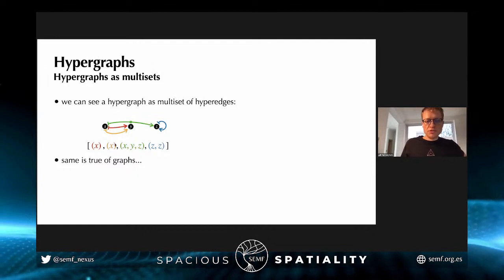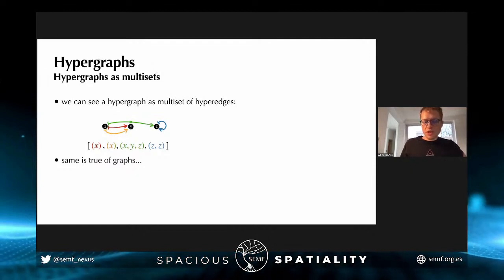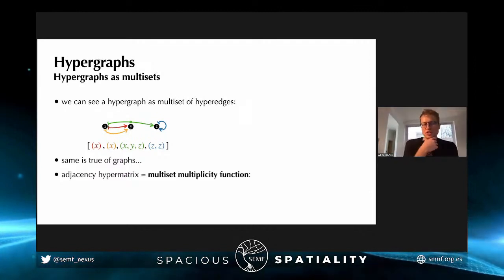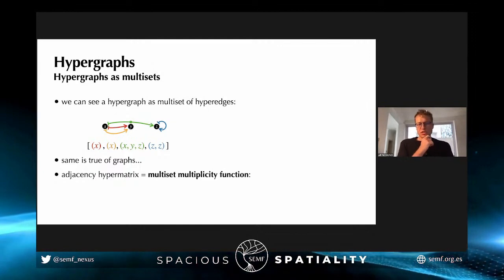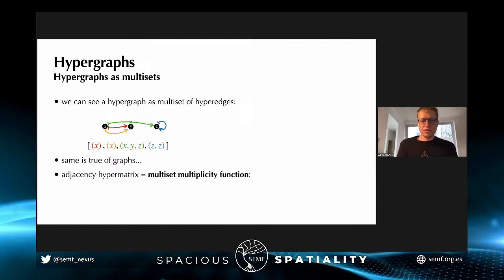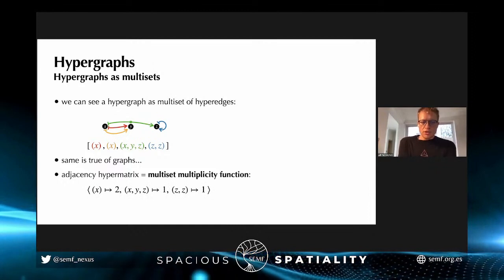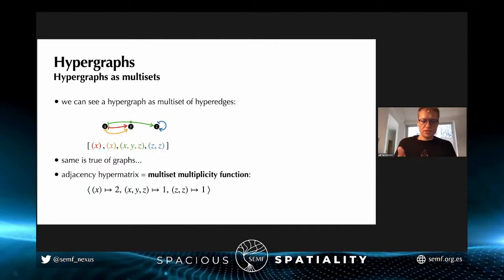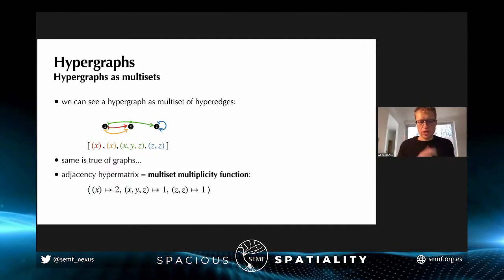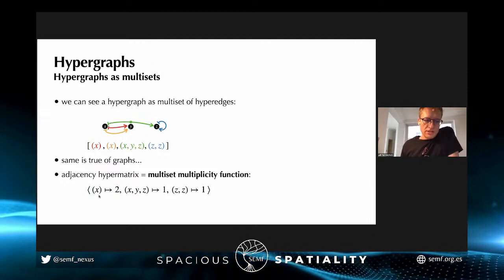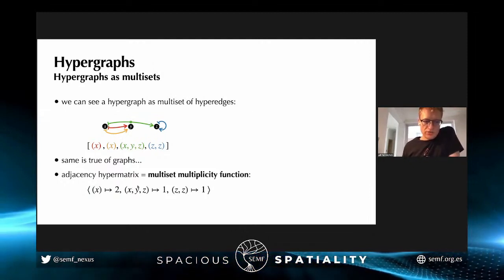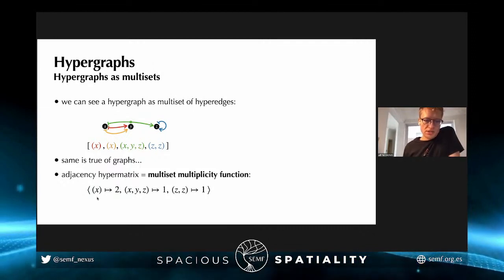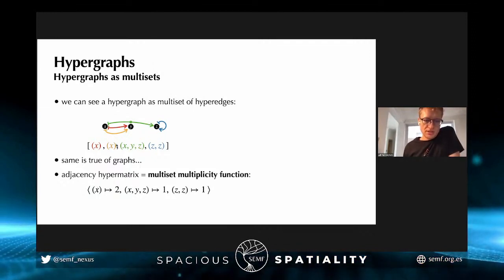You can do the same thing with graphs. In the case of ordinary graphs, all of these tuples would have two elements in them. They would be two-tuples. And now, what's interesting about this is it turns the adjacency hypermatrix into a multiplicity function of that multiset, because what that hypermatrix is doing is counting the number of edges of a particular form that connect particular vertices in a certain way. So for this particular hypergraph, there are two of this particular hyperedge, there's one of the XYZ hyperedge, and there's one of the ZZ hyperedge. And so this is the multiplicity function of that multiset.